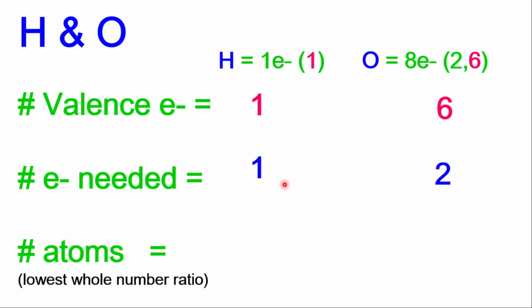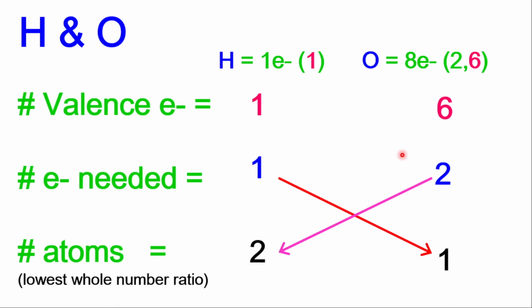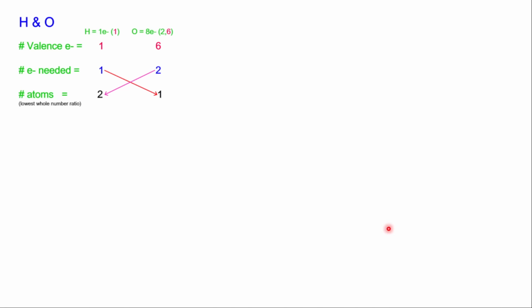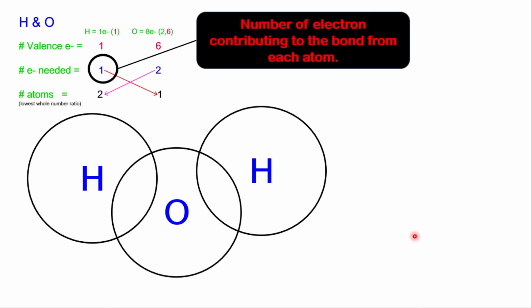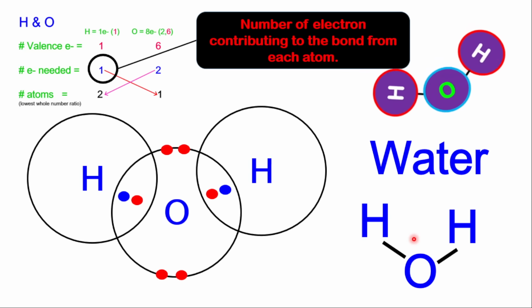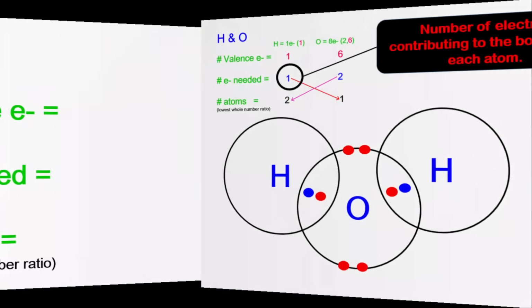And now to determine the number of atoms, what we're going to do is crisscross these numbers again, as we did in ionic bonding, but it's not the same. So just crisscross the numbers over. All right, and so we need 2 hydrogen and we need 1 oxygen. Again, this represents the lowest whole number ratio between the elements, right? So based on this, what we're going to have here is 1 oxygen with 2 H's covalently bonded together. Hydrogen only forms single bonds, by the way. All right. And that's water that we can't live without, or H2O.